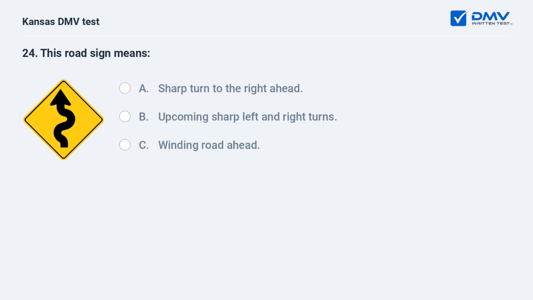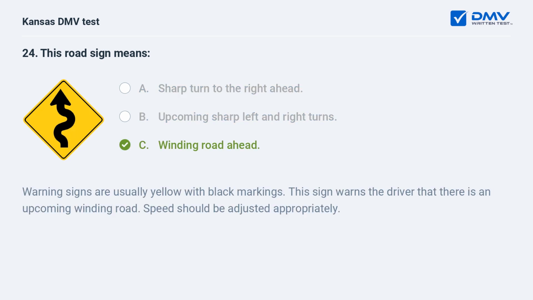This road sign means: A. Sharp turn to the right ahead. B. Upcoming sharp left and right turns. C. Winding road ahead. C. Winding road ahead. Warning signs are usually yellow with black markings. This sign warns the driver that there is an upcoming winding road. Speed should be adjusted appropriately.